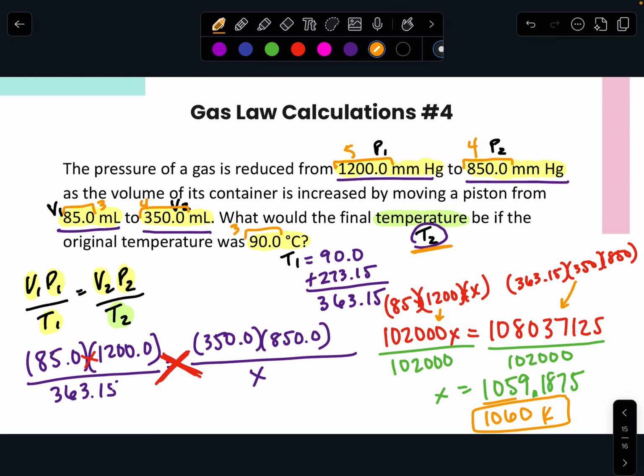This is where we'll stop for these calculations. We'll do more practice as we continue to talk about gas laws. If you need to go back and watch any of these again, feel free, or you can ask questions in class.